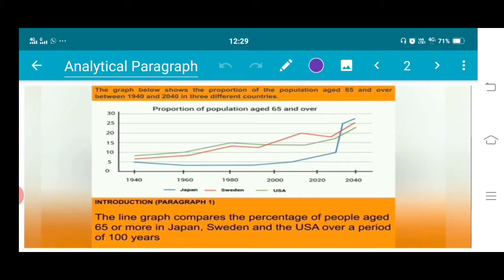And then one more thing, in the question they have written three different countries, right? And I have written here the names: Japan, Sweden and USA. So that is called paraphrasing, which means in your own language you have to write this introduction, okay? But that should be related only to the question provided to you.